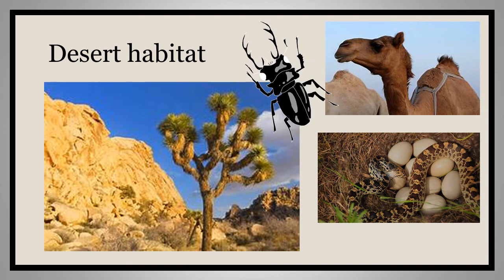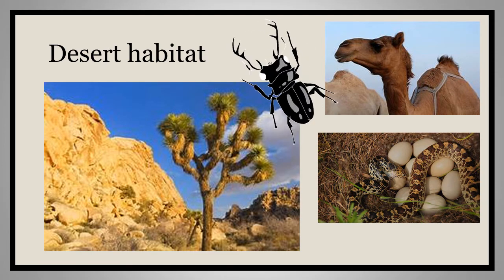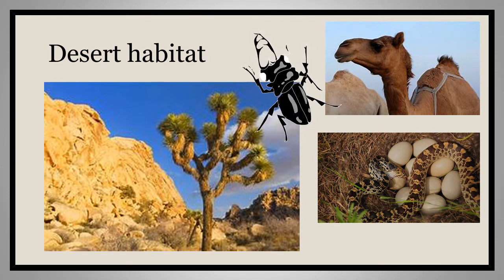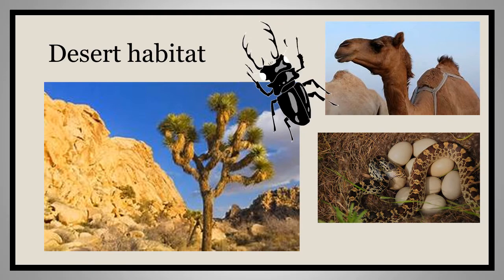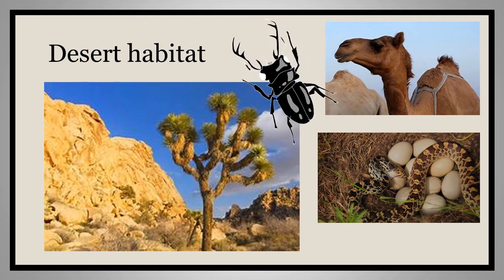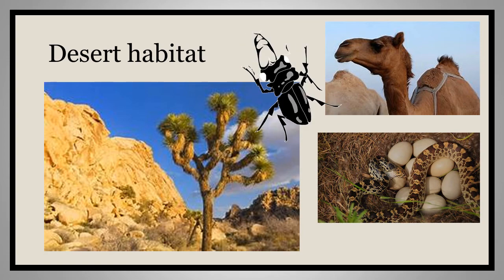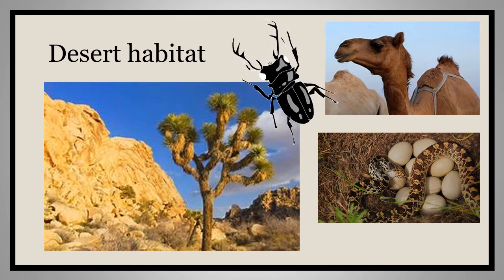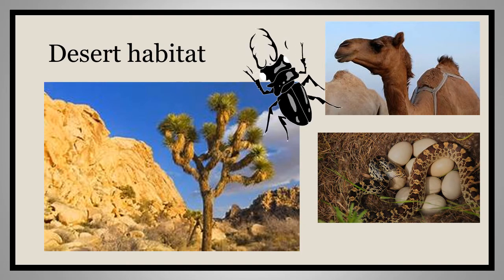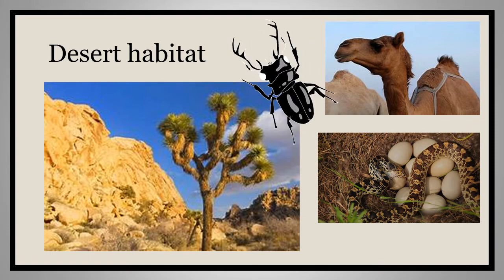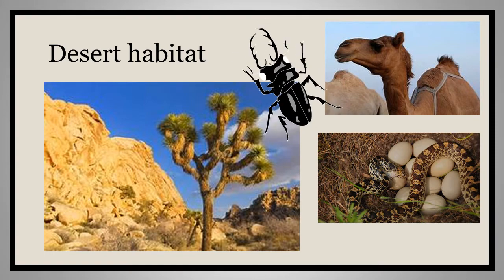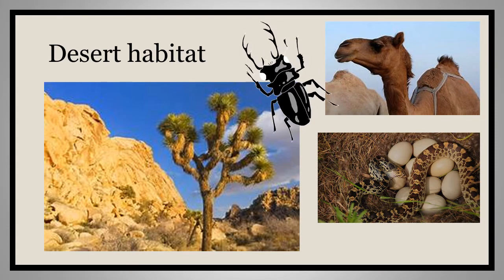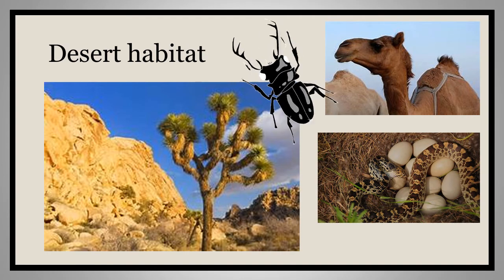Desert habitat. A desert is a sandy and rocky place that receives so little rain that most plants cannot survive in it. It is very hot during the day but gets very cold at night. So there are a lot of animals we can see in desert habitats. Examples are scorpions, cactus, camels and horned lizard.